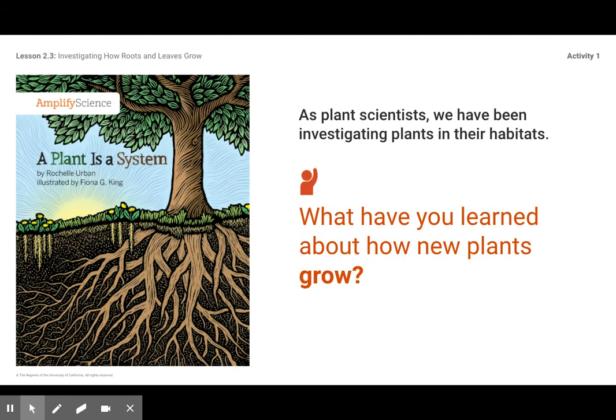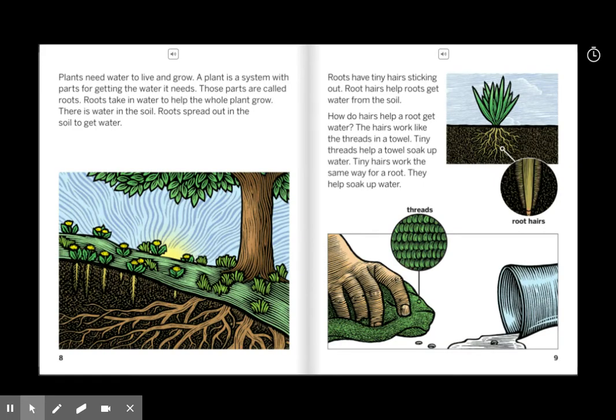So we are going to read once again from this book, A Plant is a System by Rochelle Urban. And as we read, we're going to think about what you have learned about how new plants grow. We are only going to read a part of this book today because these 3 pages will help us with the activity.